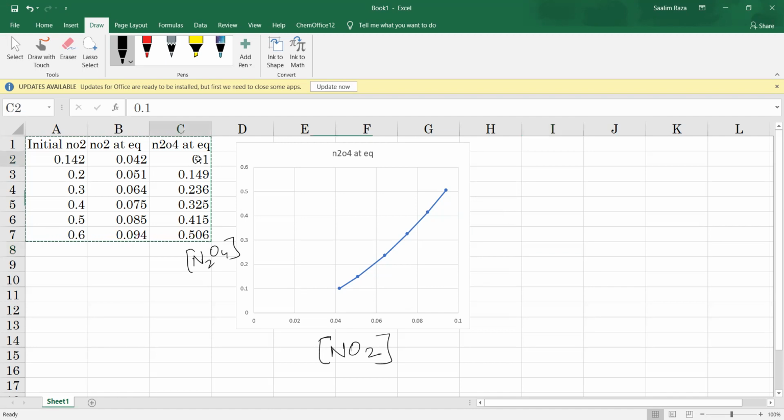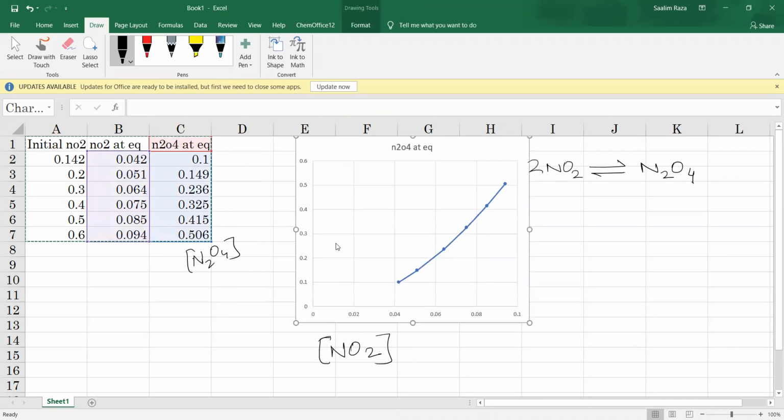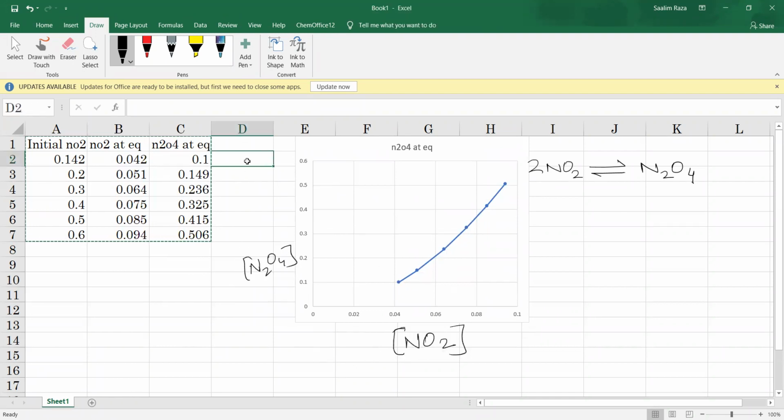Now, the next thing I can say, do you see any relationship here? 0.1, 0.42, 0.149, 0.51, any relationship? The reaction, what did we have? We had 2NO2 giving me N2O4. Let me see. Initially it may seem that it is double, but it is not double, correct?